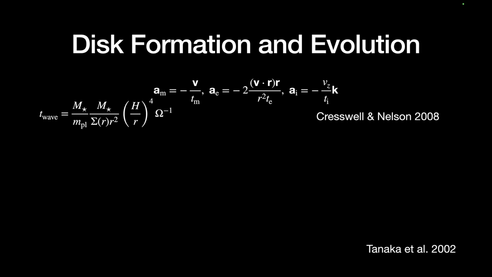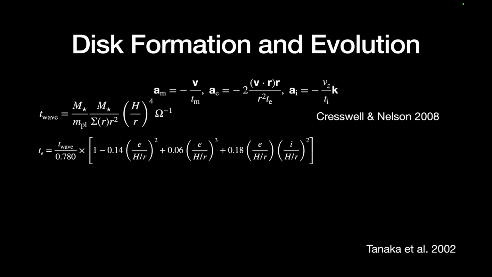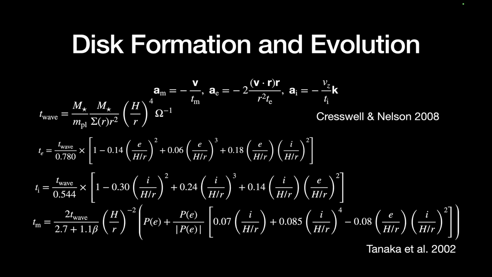2002. So T sub m is the type 1 migration timescale. T sub e is the timescale that eccentricity damping takes place on, and same for T sub i, the inclination damping timescale. All of those timescales are scaled by T wave, which is the damping timescale, which is a function of the disk properties. And so then these are all of the timescale expressions. So at each time step in the N-body code, we are calculating what these accelerations are for each of these bodies, and their orbits get modified accordingly.